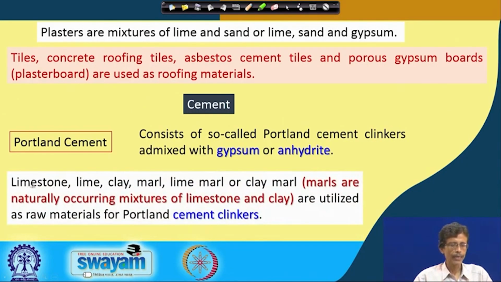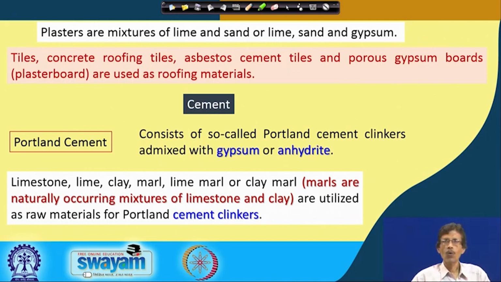So what do we take? You take limestone, you take lime, not the calcium carbonate but calcium oxide also, the clay material, kaolinite, etc., the marl, then lime marl and clay marl. So either pure lime or the lime marl or the clay marl. Marls are nothing but naturally occurring mixtures of limestone and clay. When we get limestone and clay together, because we cannot separate limestone from the clay, we can use them together. So either the pure form of these two, limestone or clay, or a mixture of these two, which is known as marl, can be utilized as the typical raw material for making the cement.